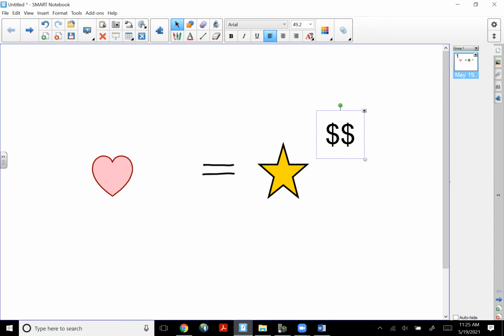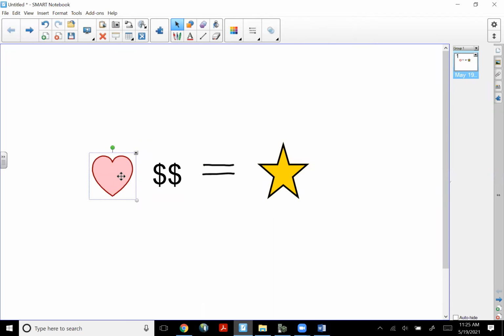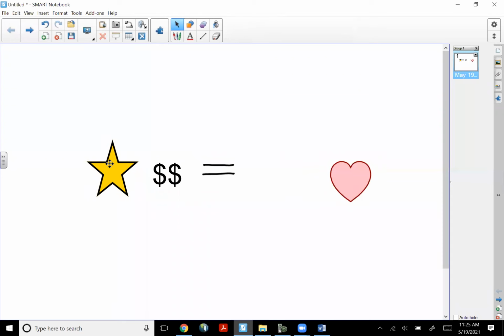Or if I want to get heart by itself, I can actually move the heart to the right side and move my star back to the left side. Because as long as my heart is on one side, as long as my variables are on one side of the equal sign, then that's what I want.